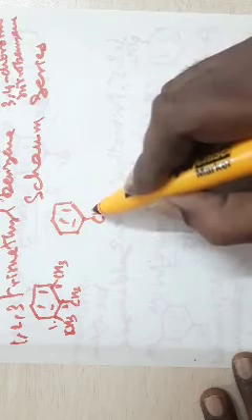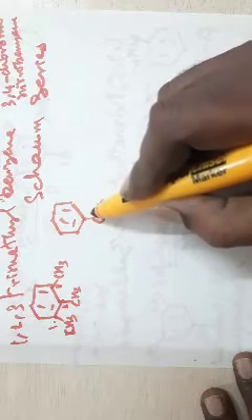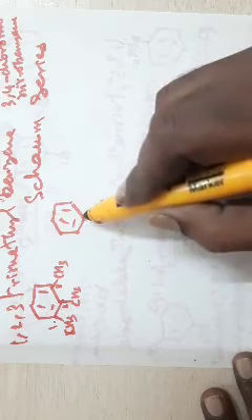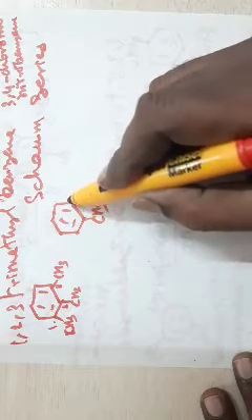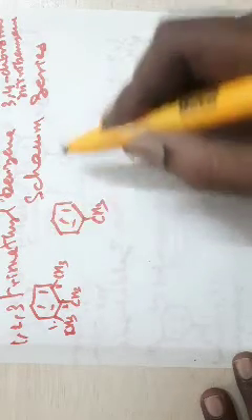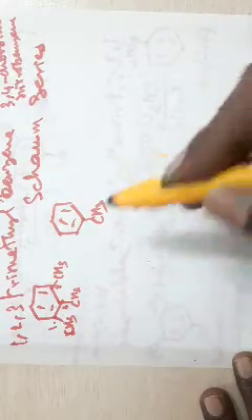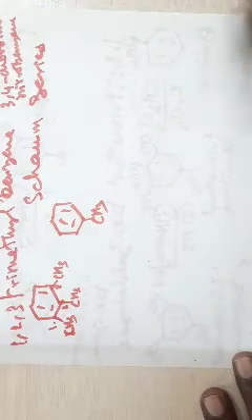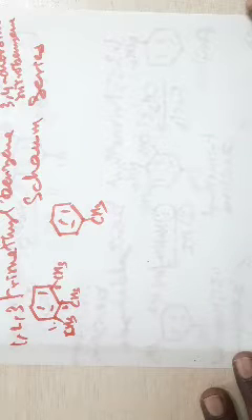Toluene itself has a methyl group. The methyl group is ortho or para directing, so either this position or this position will be substituted. You will get a mixture of products. If it is further methylated, then you cannot avoid the para product formation.